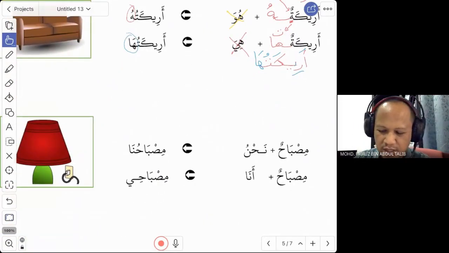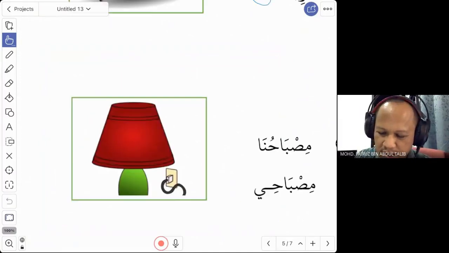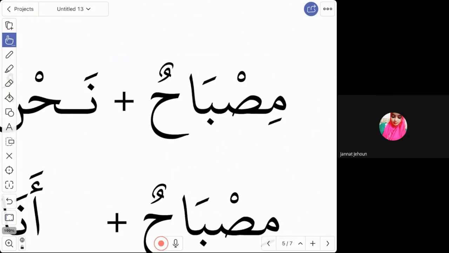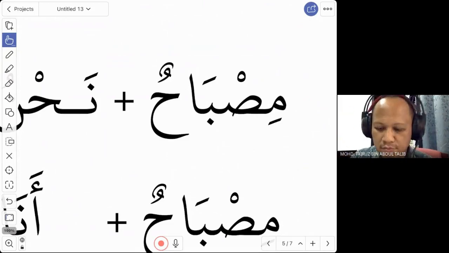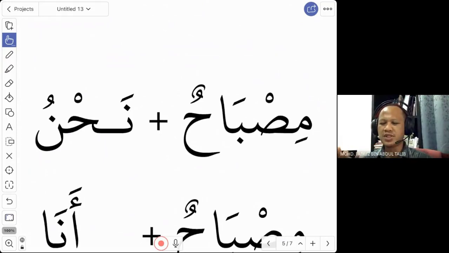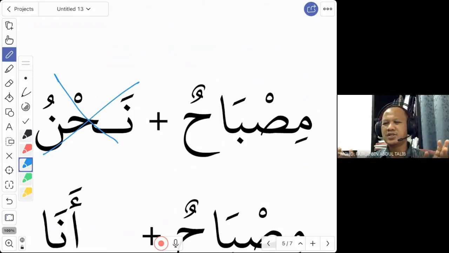Now, the second one. How do you say a lamp in Arabic? Iqra'u misbah. Misbah is a lamp. Misbahun. Now we want to combine it with the word nahnu, we, but we do not want to say we misbah, we want to say our misbah. Of course you cannot say nahnu because this is dhamir munfasil. What we want now is dhamir muttasil, the attached dhamir.